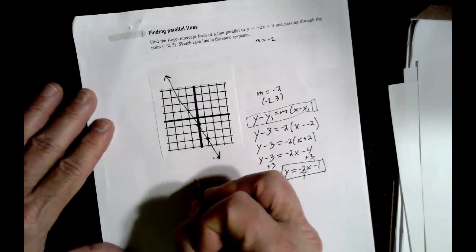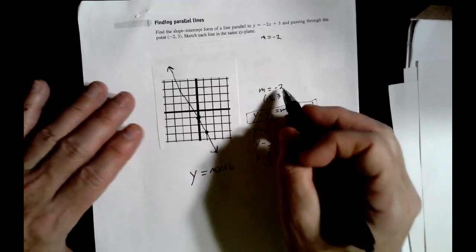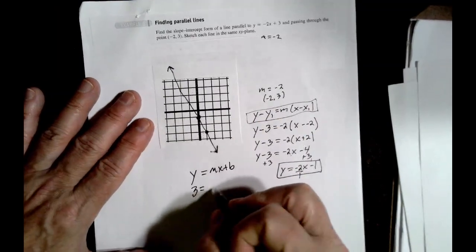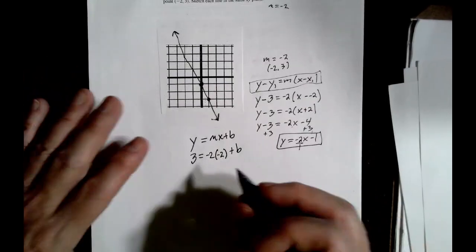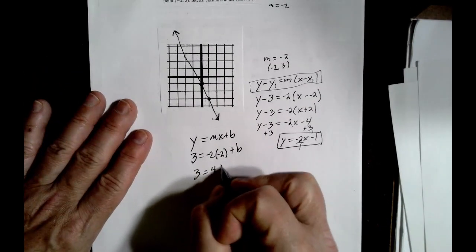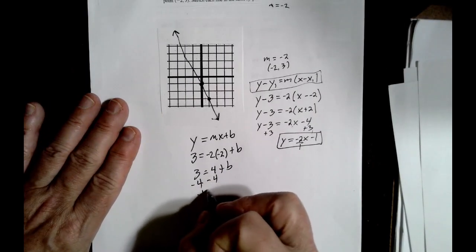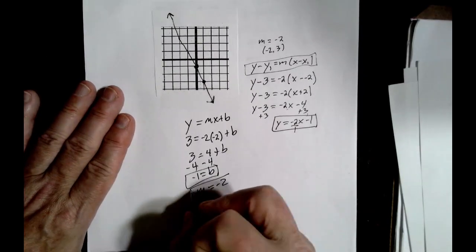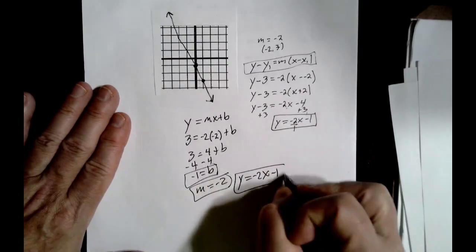Now there's another way you can do that. You can take mx plus b. And at this point we know m and we know x and y. So you can plug in your y, plug in your m, plug in your x, and you don't know your b. And from that you can figure out what b is. So 3 equals 4 plus b. Subtract 4. Minus 1 equals b. So if b equals -1 and m equals -2, you got your equation. -2x minus 1.